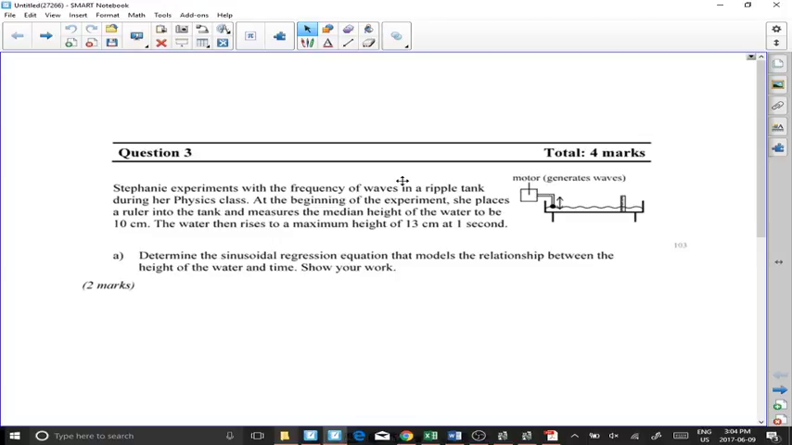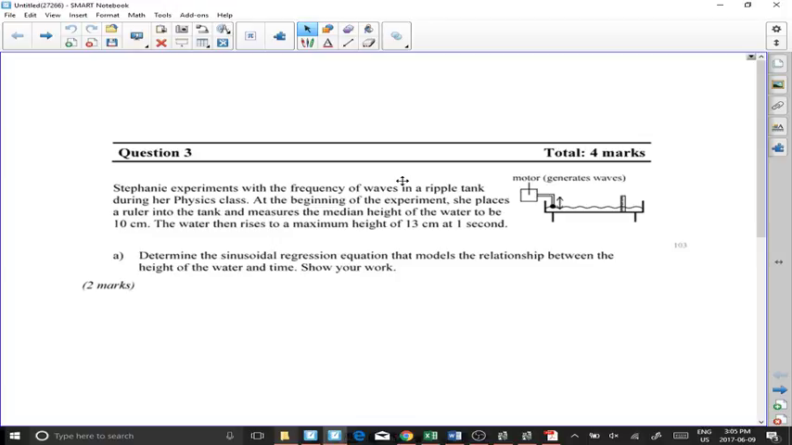That's this question. You're given a context. Then you have to generate the data, and then you have to go ahead and find the equation and do stuff with it. This type of question is the hardest type of question I can ask you in sinusoidal modeling because there's no equation, there's no data. We have to use the information, come up with data, come up with an equation, and then answer the questions.